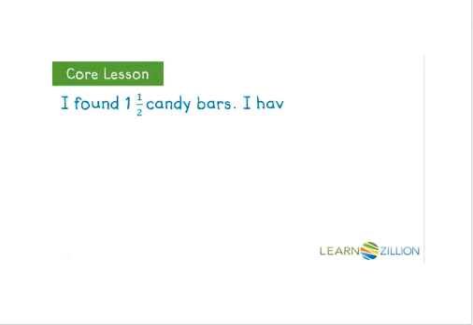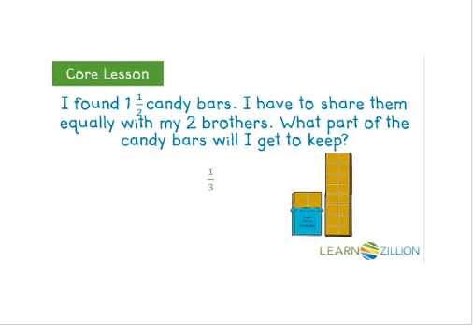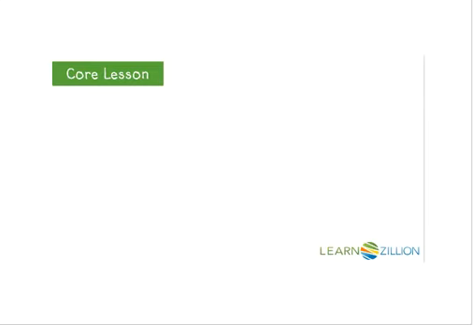Let's go back to our problem. I found 1 1/2 candy bars still in my drawer. I have to share them equally with my two brothers. What part of the candy bars will I get to keep? There's my candy bars. I know that if I'm sharing between 3 people, we each get 1/3. So I need to find 1/3 of 1 1/2 candy bars.